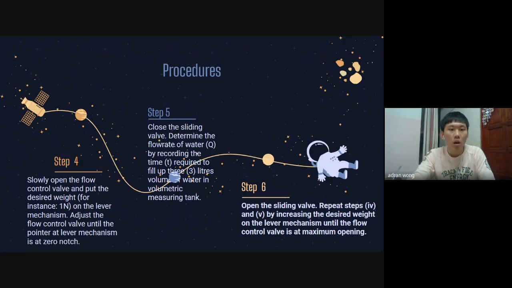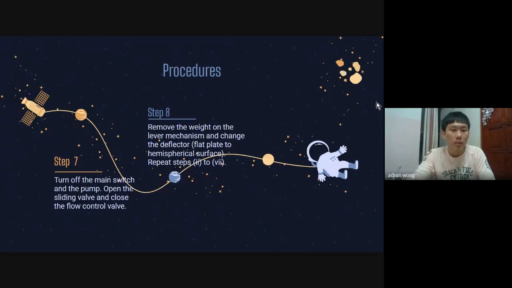Step 6. Open the sliding valve and repeat step 4 and step 5 by increasing the desired weight on the lever mechanism until the flow control valve is at maximum opening. Step 7. Turn off the main switch and the pump. Open the sliding valve and close the flow control valve.